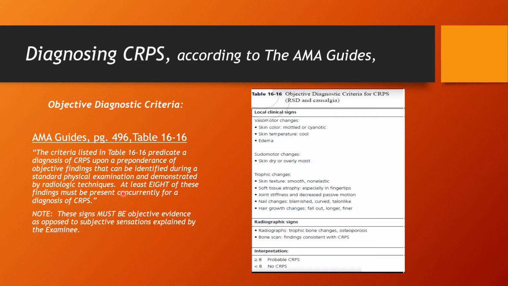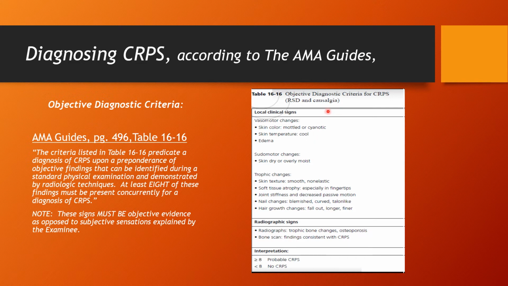But the guides list that at least 8 of these criteria findings must be present concurrently for a diagnosis of CRPS. So if you have 7, you're almost there, but if you have 8, you've got the diagnosis. Now, these signs must be objective evidence. This is important, as opposed to subjective sensations explained by the examinee. We'll talk more about this too. So there are some subjectivity questions that the AMA Guides wants to address. But if you take a look at this, it's nothing new that we haven't already discussed with the other criteria.